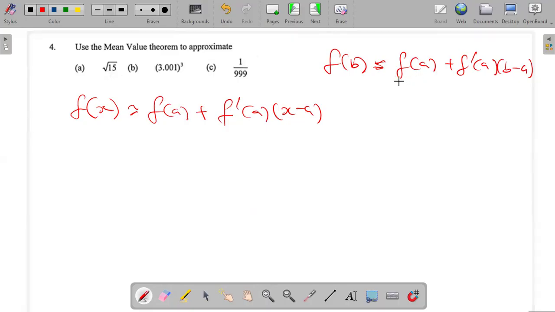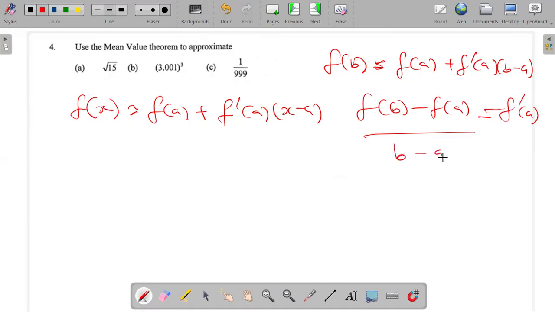If I take f of a to the other side, I have f of b minus f of a, and this side I remain with f prime of a times b minus a. If I divide by b minus a, I get this here, which is similar to what we have done. All right, so that's what we get. Now let us work out this part. That's the main concept we're going to use here.